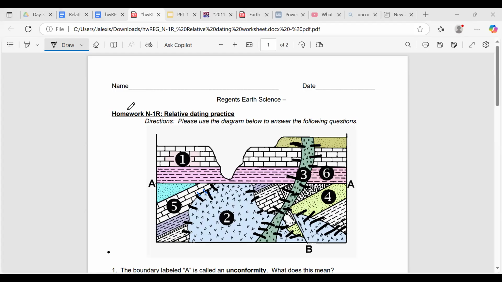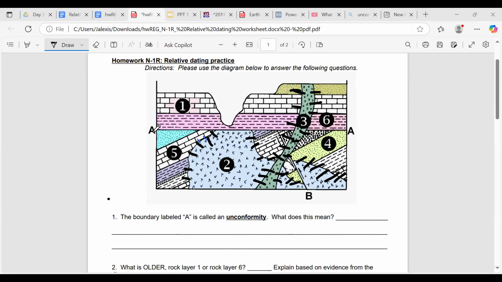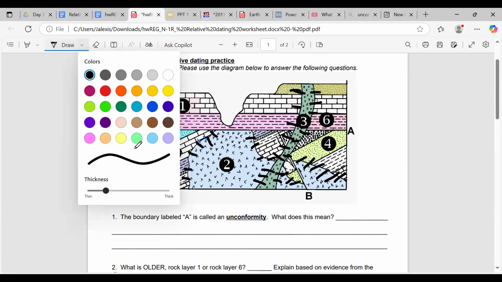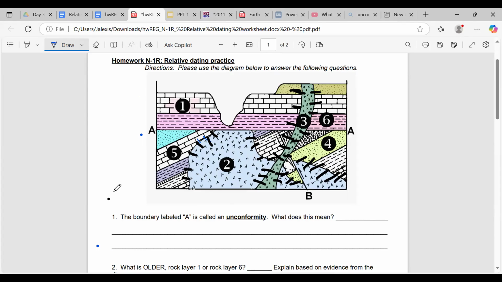We're going to get right into relative dating practice questions. We're going to look at number one. Number one says the boundary labeled A is called an unconformity. What does this mean? When we're looking at A, one of the things you'll see is that at this boundary, they call this an unconformity.